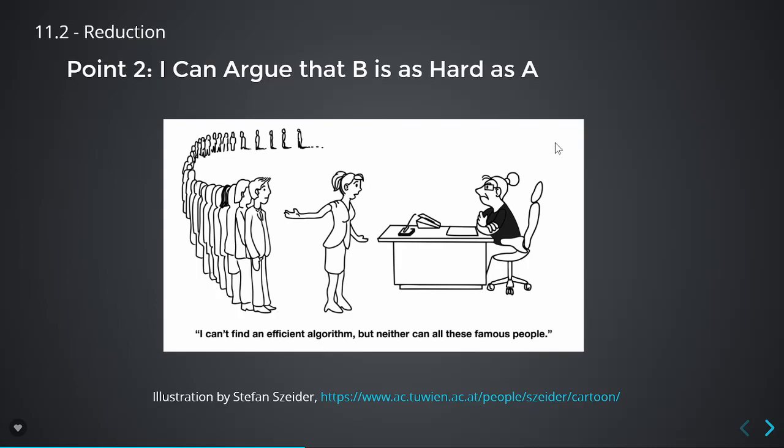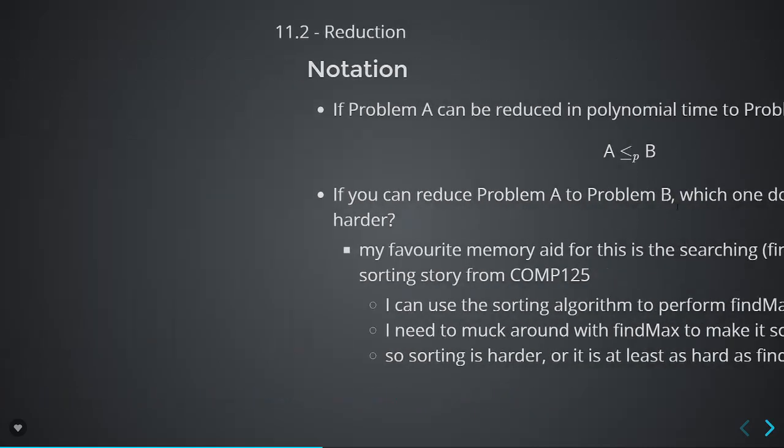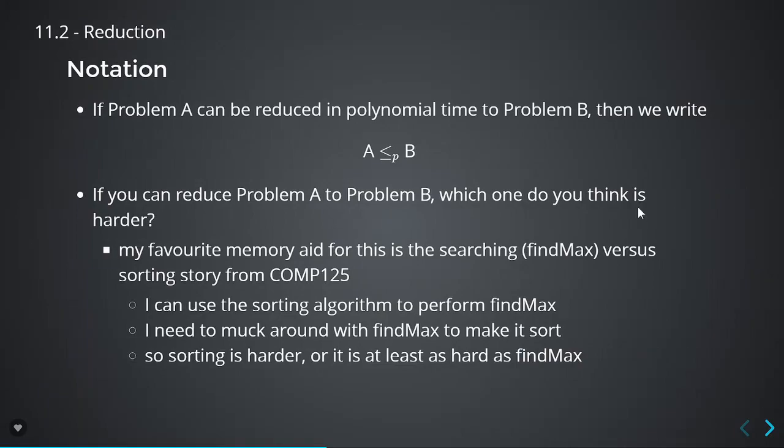This is why you're doing reduction. Okay? So we're going to need some notation now to make the explanation easier. If problem A can be reduced to problem B, we write A less than or equal with this little p, B. I don't know how to say this symbol. Less than p, I don't know.